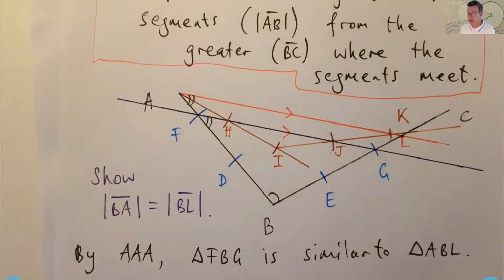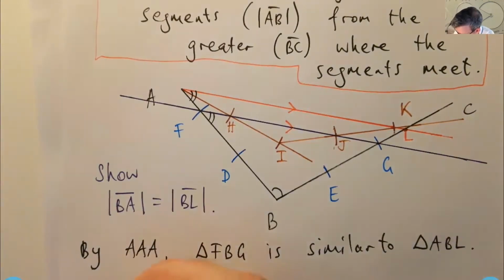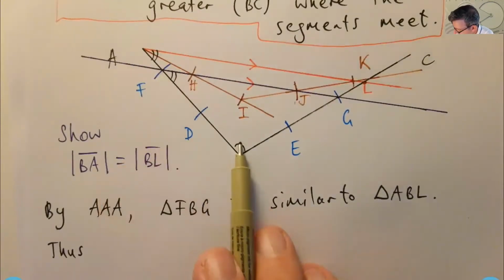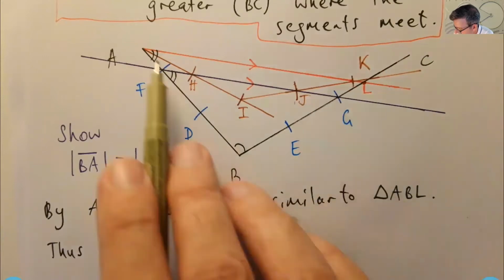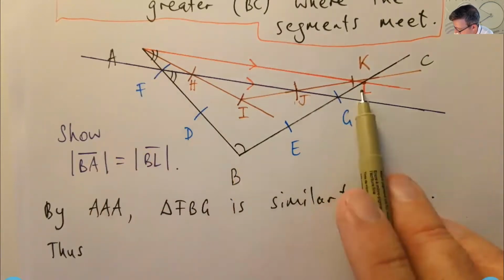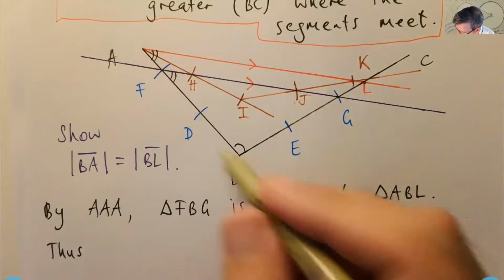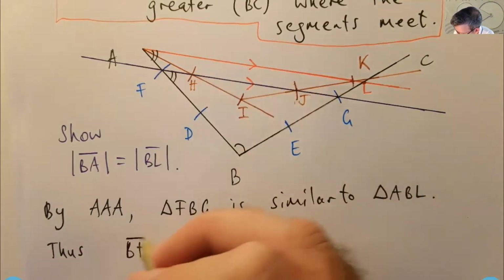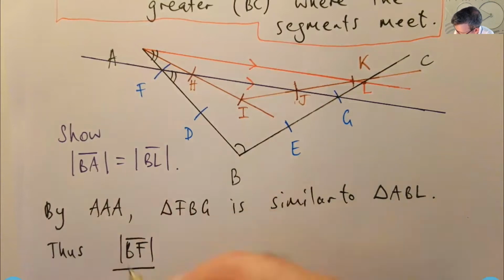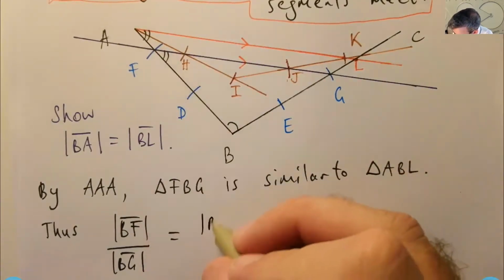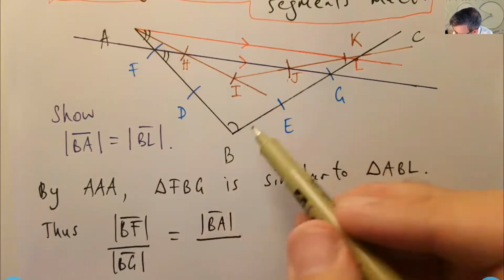Right? So what does that mean? Well, it means the ratio of their corresponding sides satisfy a certain relationship. Thus, this length divided by this length is equal to this length divided by this length. So let's go up there. So these are the ratios of the two smaller sides. That's got to equal the ratio of the longer sides.